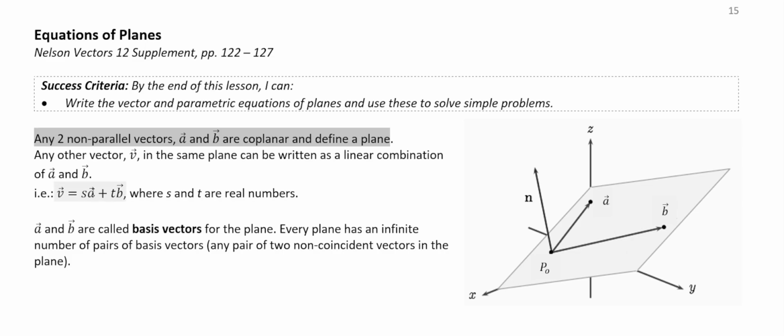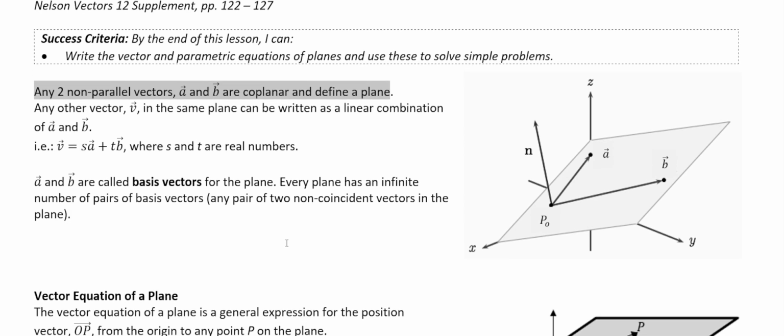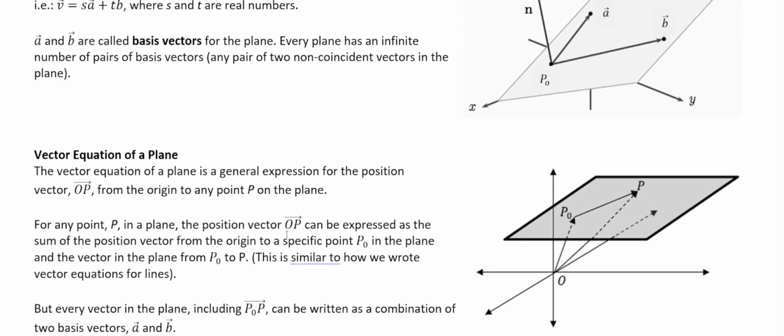So V is just sA plus tB, where A and B are multiplied by some scalar values s and t. A and B are called your basis vectors for the plane. Every plane has an infinite number of pairs of basis vectors, so any pair of two non-coincident vectors in the plane. The vector equation of a plane is a general expression for the position vector OP from the origin to any point on the plane, right?